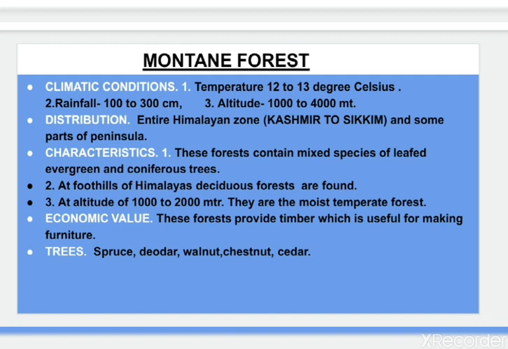So next is the characteristics. These forests contain mixed species of broad-leaved evergreen and coniferous trees. Point number 2, at foothills of Himalayas, deciduous forests are found. Point number 3, at altitude of 1000 to 2000 meter, they are moist temperate forest. Next we will learn the economic value.